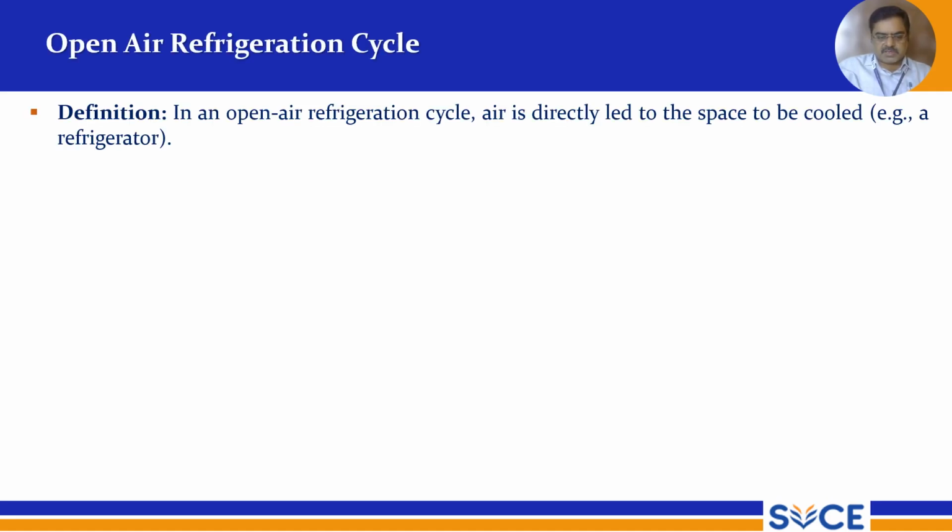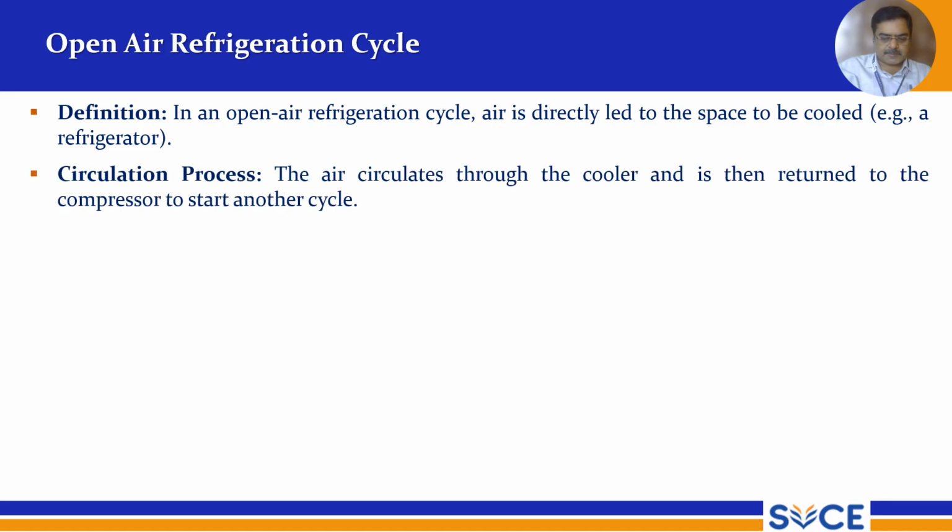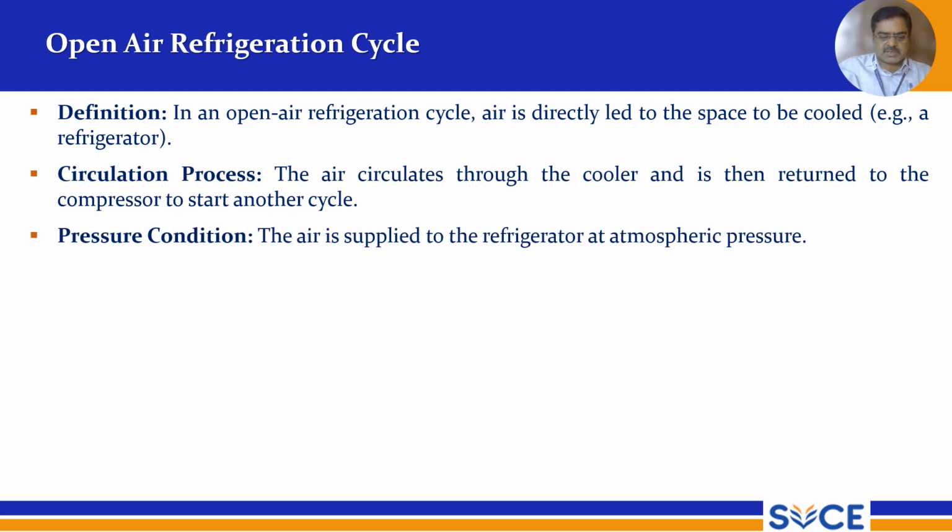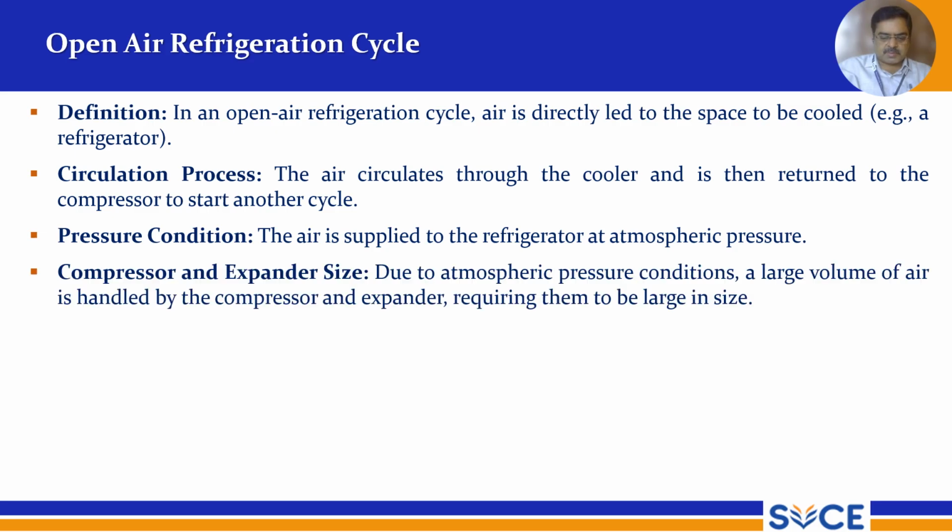In an open air refrigeration cycle, air is directly led to the space to be cooled. For example, it is a refrigerator. In the refrigerator, air is circulated in the space where the cooling process is needed. Air circulates through the air cooler and then returns to the compressor to start another cycle. So here, air is circulated in all the cycles that happen in the refrigeration cycle. The pressure condition is that air is supplied at atmospheric pressure to the refrigerator. Pressure is kept at atmospheric pressure.